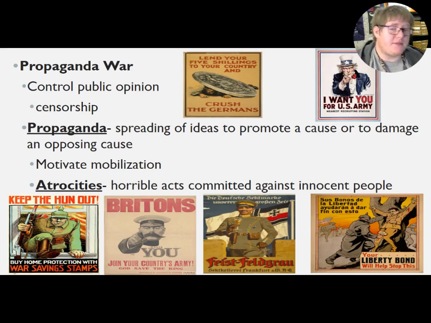Now, this is going to be used to motivate mobilization and put forward atrocities to the public. These are horrible acts committed against innocent people. The aforementioned Lusitania, a lot of British and American propaganda in 1916 and even into 1917 featured the Lusitania, calling for revenge.